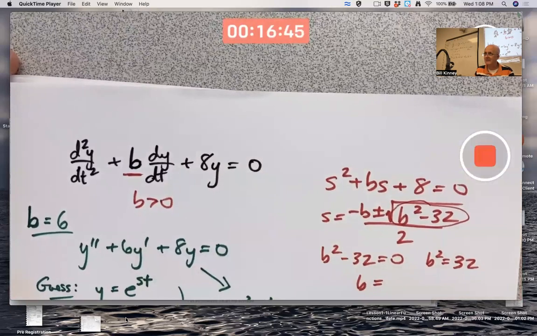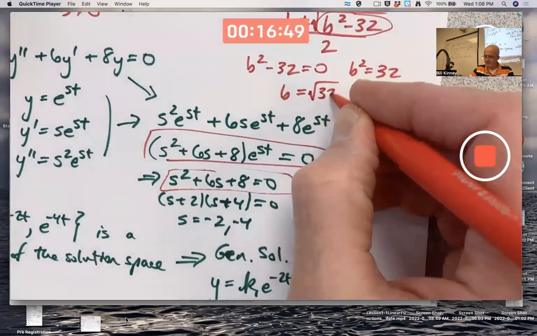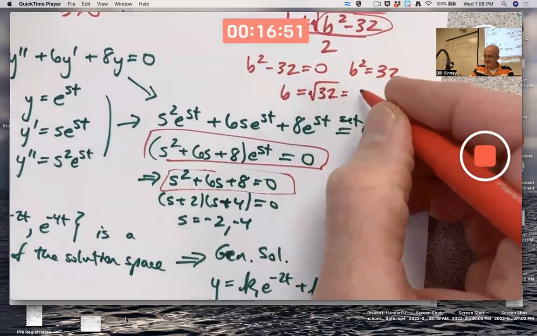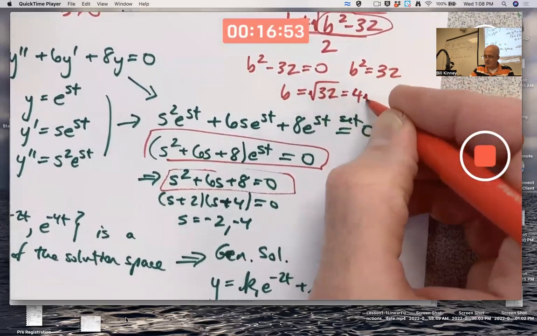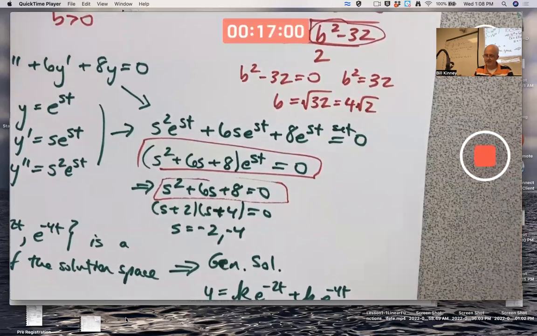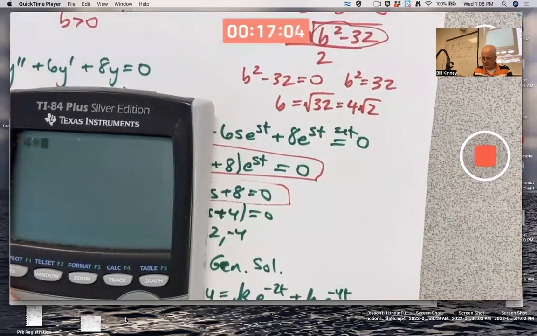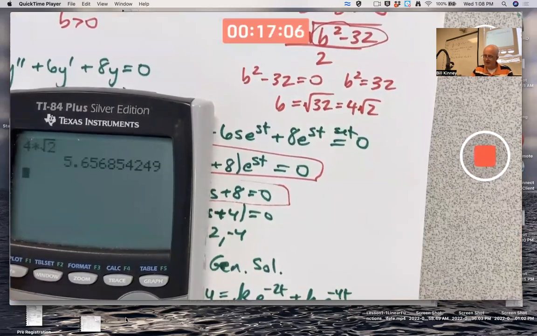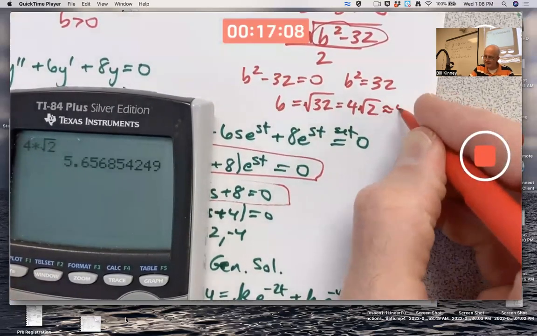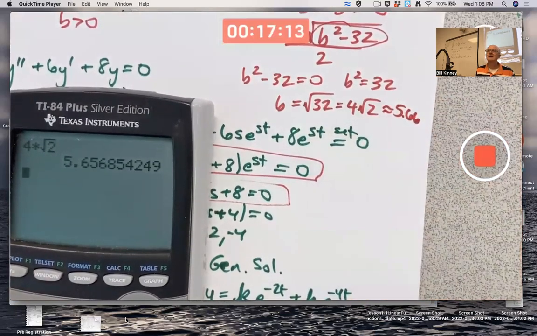It's damping. So we take the plus square root of 32, which is the same as 4 square root of 2, right? Because 4 squared is 16, and 16 times 2 is 32. Should be between 4 and 6. Yeah, it will be. About 5.66 is your bifurcation value.